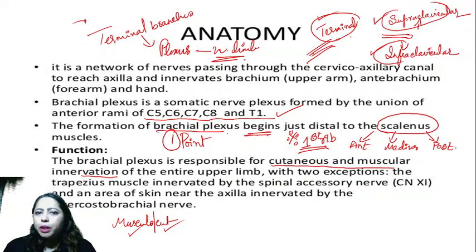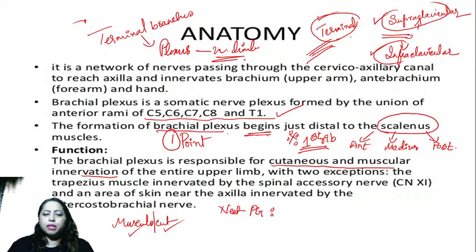Now there are two important muscles in the neck which are exceptions, which are not supplied by the brachial plexus. This is an important NEET PG question. There are two muscles which are not supplied by the brachial plexus. Which are they? One is the trapezius. The other one is the sternocleidomastoid. Here you have these two exceptions. The trapezius muscle is innervated by the spinal accessory nerve, and the area of skin near the axilla is innervated by the intercostobrachial nerve. So these are the important things.